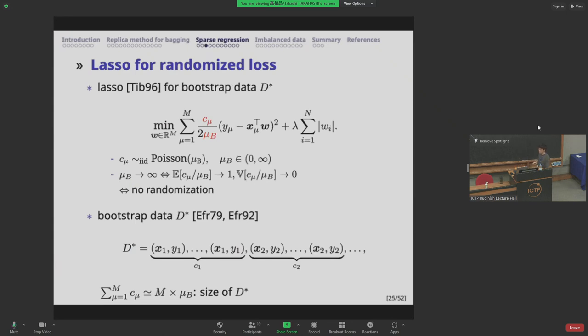Since one popular method for estimating such a sparse vector is to use Lasso, let's consider minimizing this kind of randomized cost function. This is a combination of the randomized squared error and the L1 regularization. In this talk, we consider the bootstrap case. So c mu follows the Poisson distribution with mean mu b. Because here, c mu is normalized by the mean of the Poisson distribution, it contains the non-randomized case in the limit of large mu b. Because in this case, the average goes to 1 and the variance goes to 0, so there is no randomization.